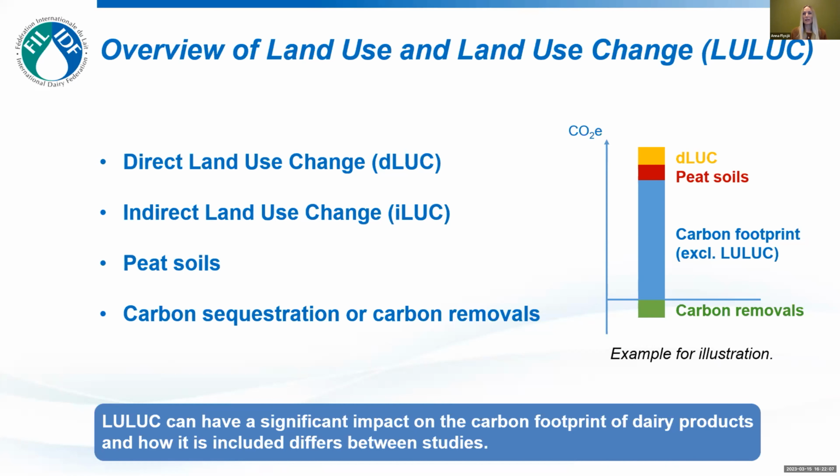And here to the right of this slide, you see illustrations. It's just a fictive example, but yet a realistic one. It's just to stress that the impact from, for example, direct land use change, peat soils, and so on can have a significant impact on the carbon footprint. So the blue part here is just the carbon footprint excluding any land use or land use change. And then you have the peat soils illustrated here with the red that is added to the carbon footprint. And then we have the yellow part, which is the direct land use change. Then there can also be this negative part of the bar, which is the carbon removals. So instead of emissions, it is a removal, removing carbon dioxide from the atmosphere.